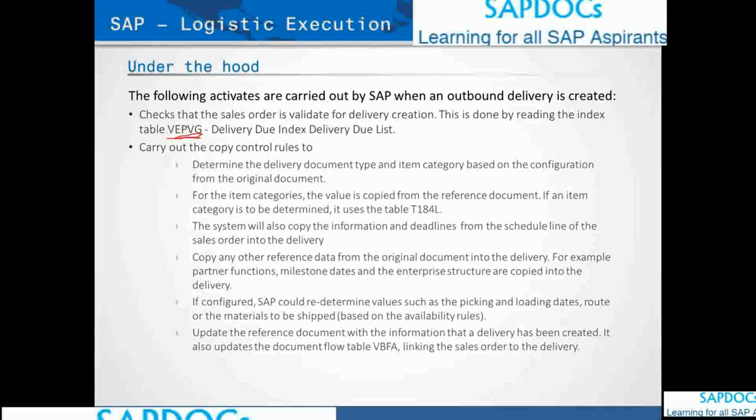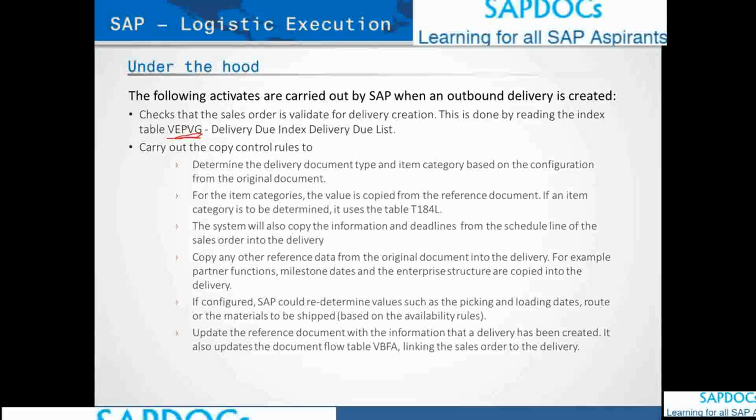If you were to create via VL01, it would actually read from that table to do all the copy rules. So that is why sometimes, if you think that this delivery is not being selected via the delivery due list, do a quick search in the table VEPVG, the index table, and see if your delivery is in that table. If the delivery is in that table, then your selection was wrong.